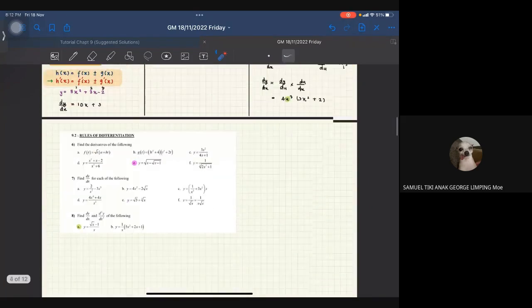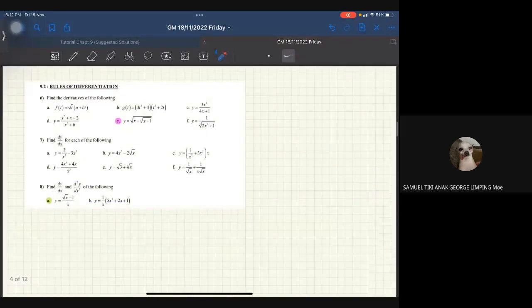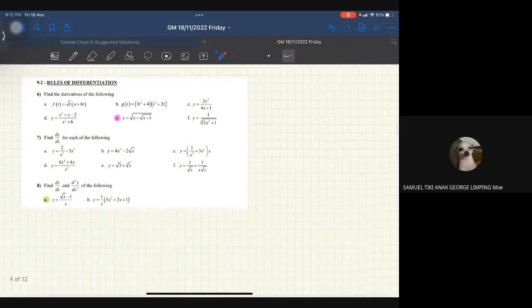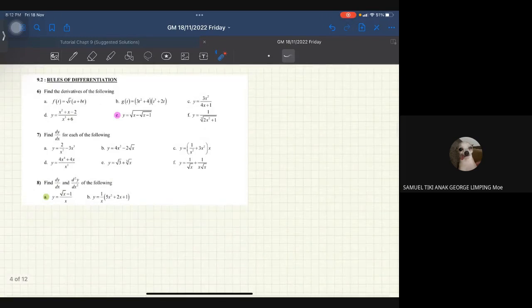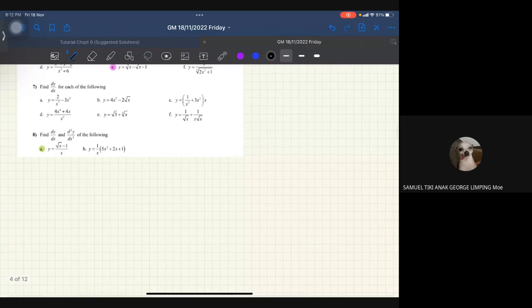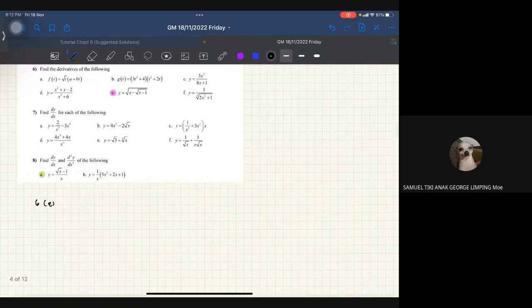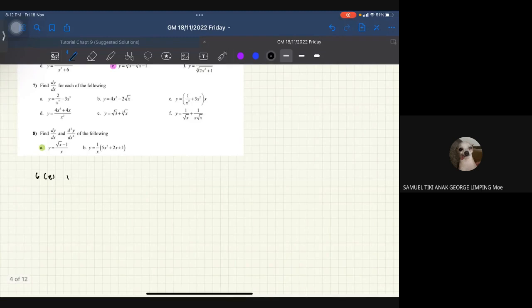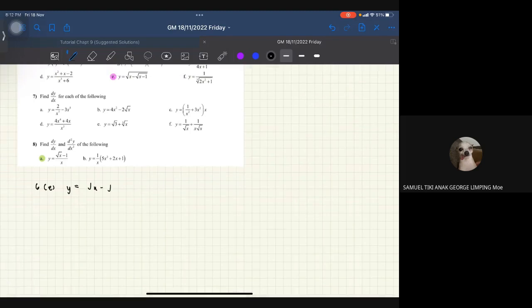Alright, so let's go. So 9.2 rules of differentiation. Let's discuss question number 6E and also 8A. Okay, so number 6E, let me just copy down the question. We have 6E. So I have y equals to square root of x minus square root of x minus 1.